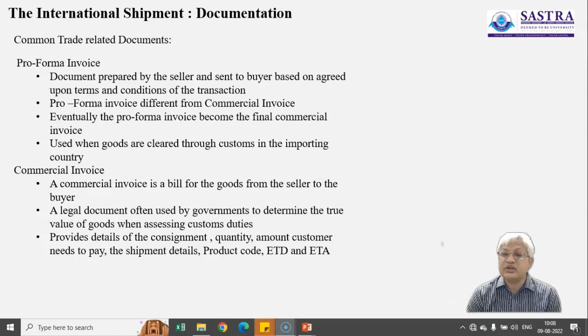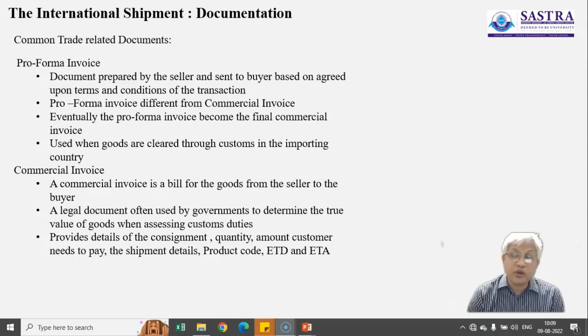But there are certain distinct issues related to the commercial invoice, because a commercial invoice is an invoice prepared when the goods are ready to be shipped. It is used when goods are cleared through customs in the importing country. Pro forma invoice is definitely attached. Along with this, the customer indent, if it is required by the customs of that country, has to be attached. Now the next part we come to is understanding the commercial invoice.